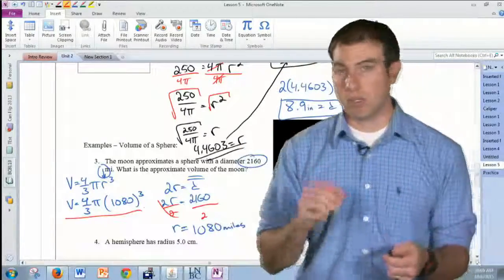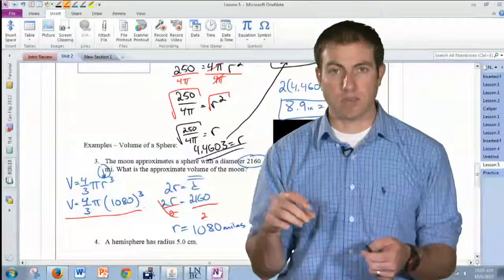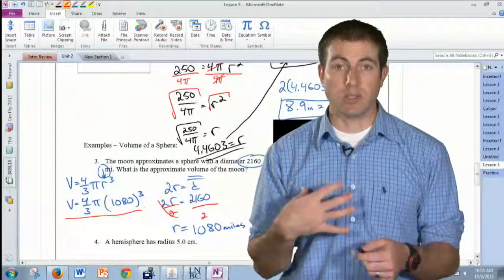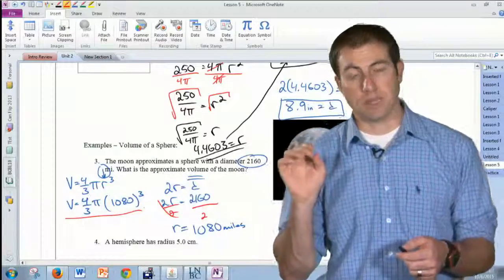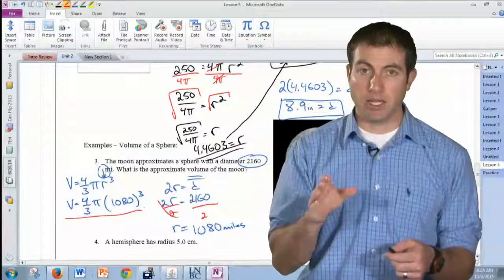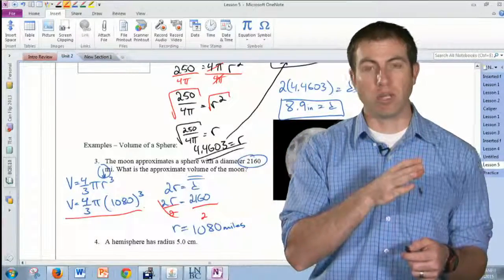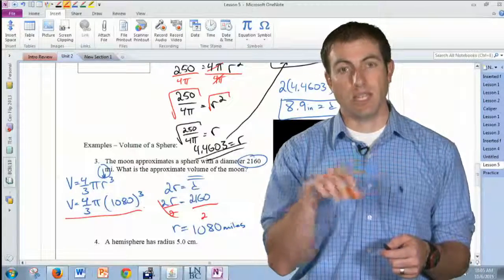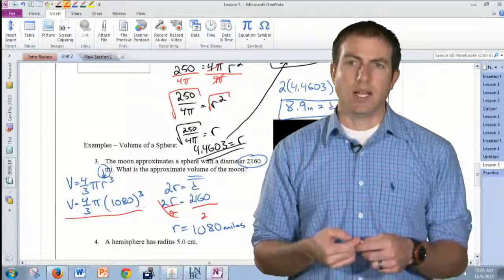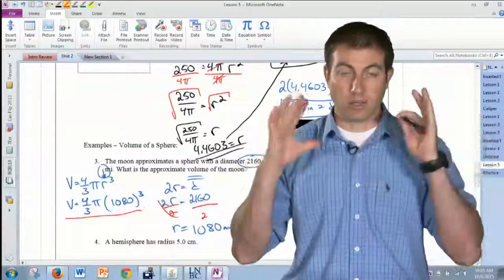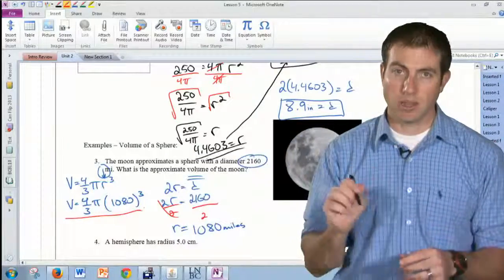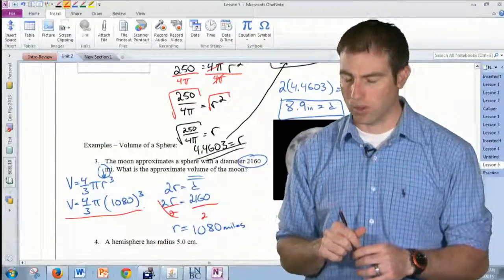Some students will take the 4/3 and turn it into a decimal and then multiply that through. How I personally do it is I take that 1,080, cube it first, then multiply it by pi, then multiply it by 4, just working my way backwards, and then I hit equals, and then I divide that by 3 as my last step. So just figure out how it works in your own brain and be consistent with how you're using these formulas, especially the volume one, because you're always going to end up with that 4/3.